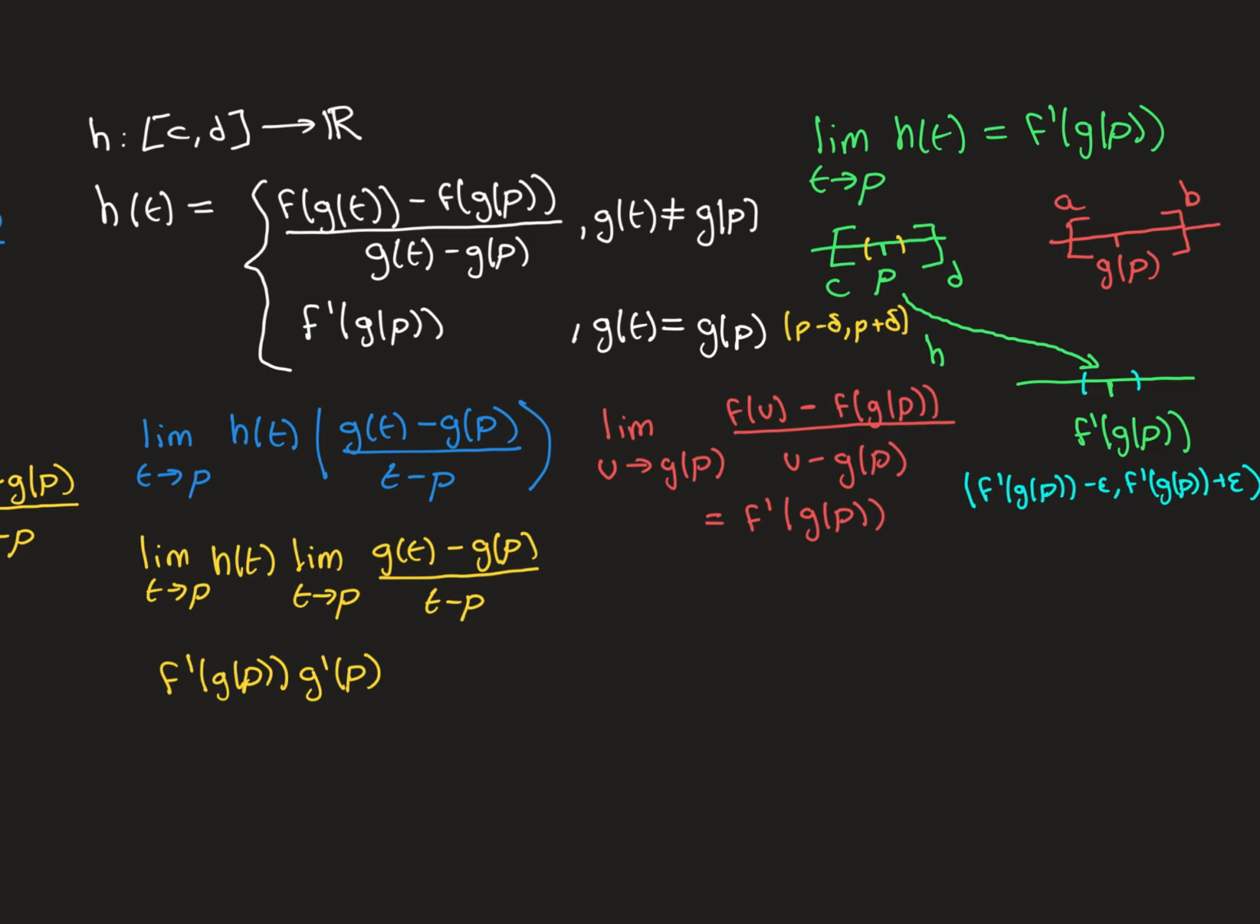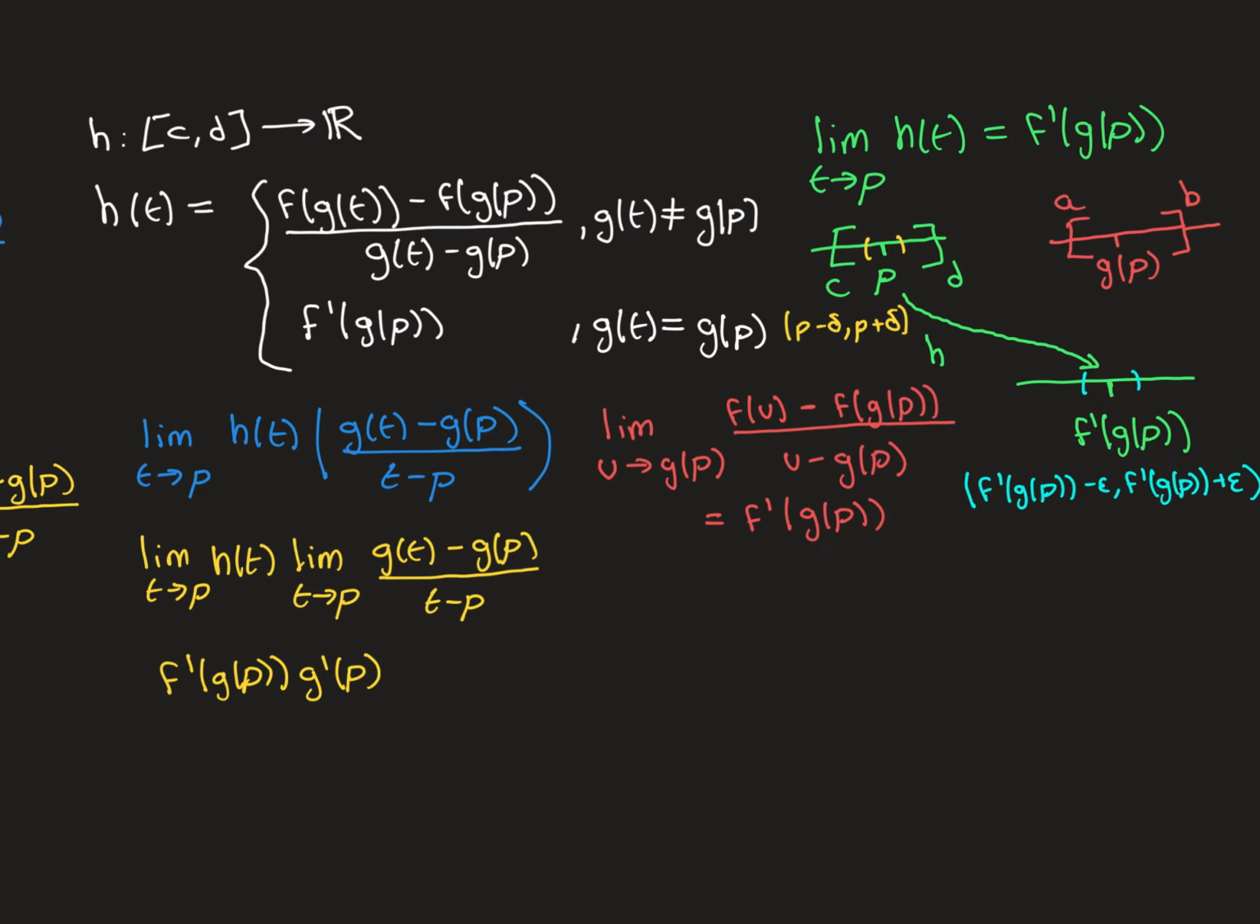So this is now going to require a bit more work. To reiterate what we need to show: that there exists a delta interval around this point P such that for those points inside that delta interval that obey this criterion, i.e. g of t is not equal to g of p, and are therefore mapped by h according to this rule, the value that they're mapped onto is going to be inside this epsilon interval. So the value they're being mapped onto is given by this difference quotient here.